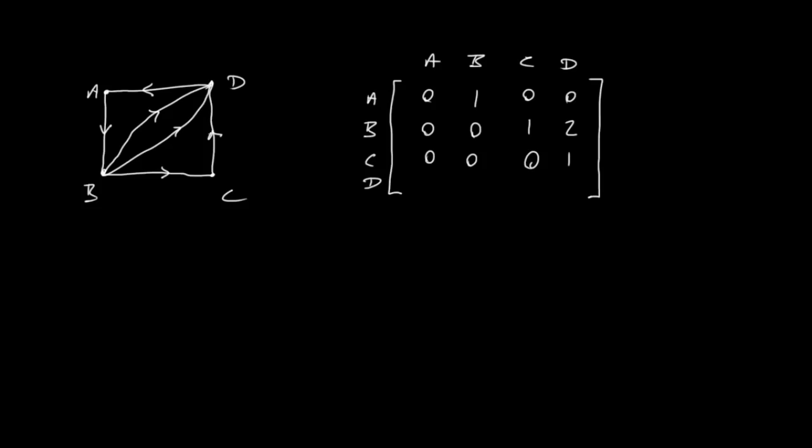From D to A, there's 1, the arrow's in the right direction. From D to B, there are none because the arrows are in the wrong direction. From D to C, none, the arrow is in the wrong direction. And from D to D, none, there are no loops. So that would be an example of an adjacency matrix for a digraph. That's really it for adjacency matrices in this video.